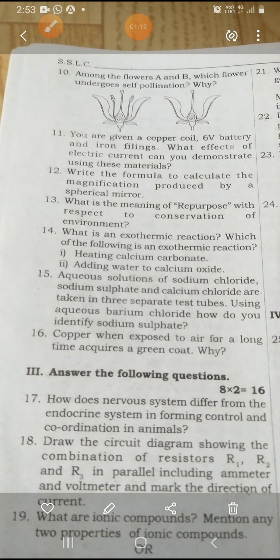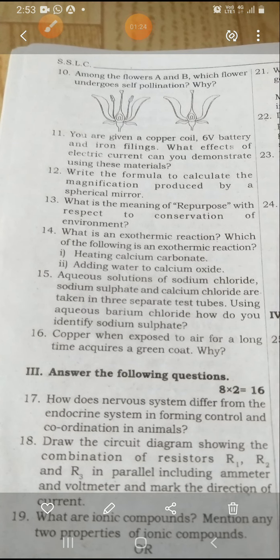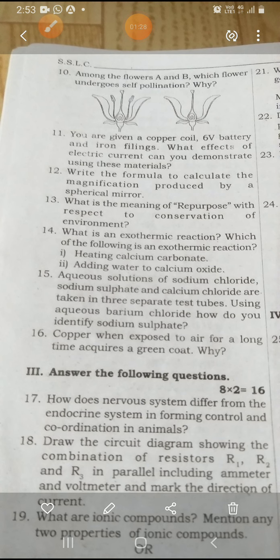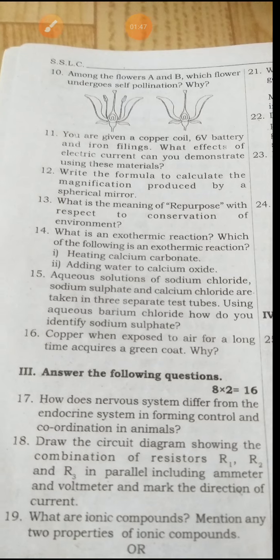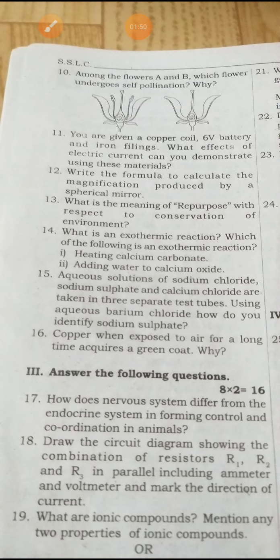By looking at the diagram, you can say that flower A undergoes self pollination. For that, we have to write the reason also, because it is bisexual. So the answer is: flower A undergoes self pollination because it is bisexual, spelling b-i-s-e-x-u-a-l, and comma, it contains both stamen and pistil.